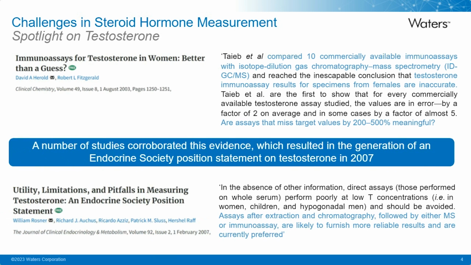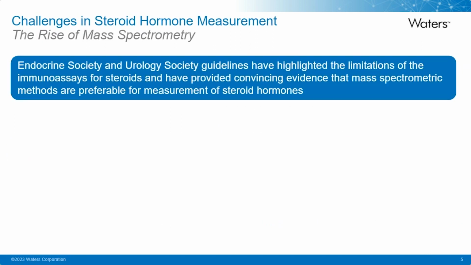And these studies resulted in the generation of an Endocrine Society position statement on testosterone, stating that direct assays for testosterone should be avoided, and methods using extraction and chromatography Similar issues were highlighted across different steroid hormone methods, which led to the Endocrine Society and Urology Society guidelines highlighting issues of using immunoassays for steroids and indicating MS methods are the preferable measurement.